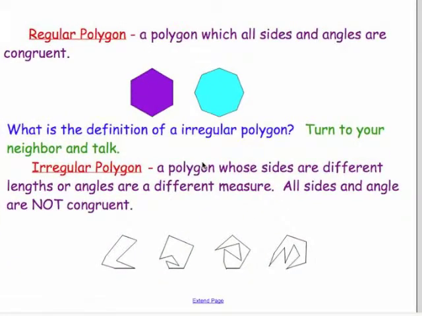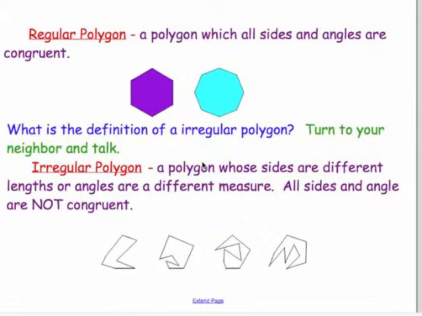Alright boys and girls, hopefully you enjoyed that little song and participated along with it. Now we're back and we're going to talk about 2 different types of polygons. There are regular polygons and irregular polygons. Regular polygons are the ones you're used to seeing all the time. They're polygons in which all sides and all angles are congruent or equal.